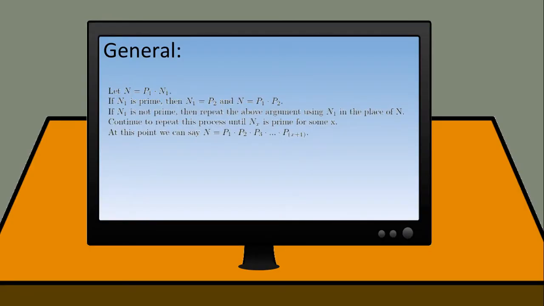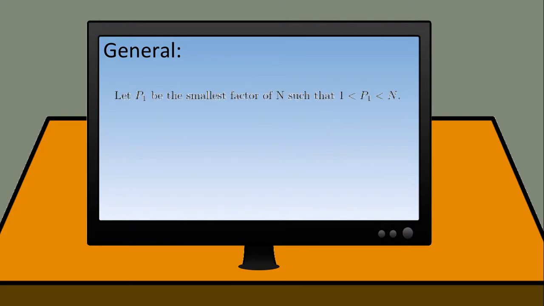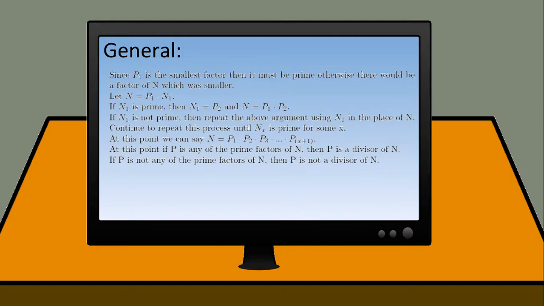Yes. We know that a prime number is one that only has divisors which are 1 and itself. A composite number is one that has at least one positive divisor apart from 1 and itself. If our test number n is prime, then its only divisor apart from 1 is itself. So for a general divisibility rule using any test number n and divisor d, first split n up into its prime factors, as shown. Let p1 be the smallest factor of n, such that p1 lies strictly between 1 and n. Since p1 is the smallest factor, it must be prime, otherwise there would be a factor of n which was smaller. The proof is shown on the screen.